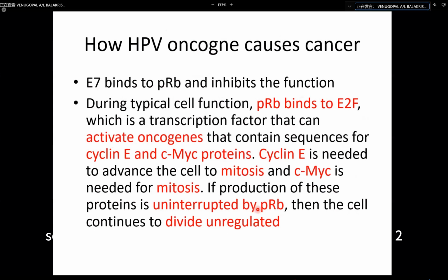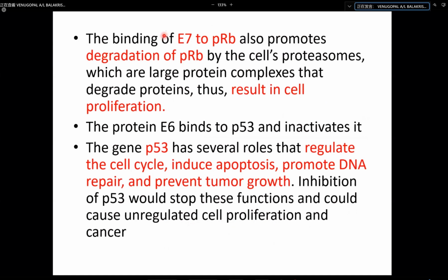Now pRB is not controlling because pRB is being bound to E7. And now when cyclin E and c-Myc are not under control, the cell divides unregulated. Besides that, when E7 binds to pRB, it also promotes degradation of pRB. And when pRB is degraded, there's nothing more to bind to E2F and block the cell cycle. But now it results in cell proliferation.